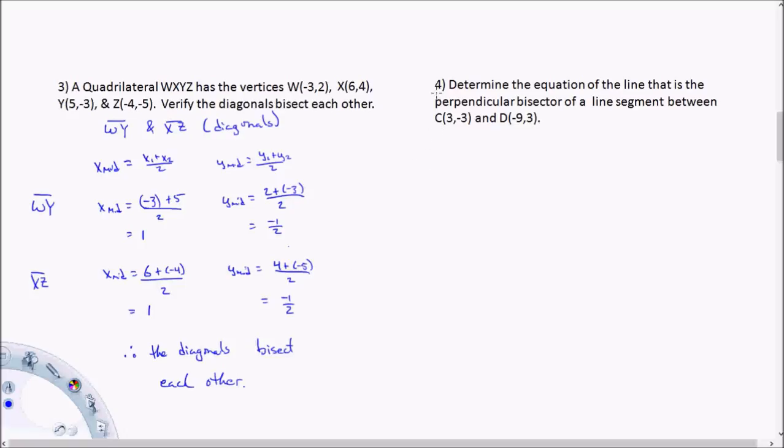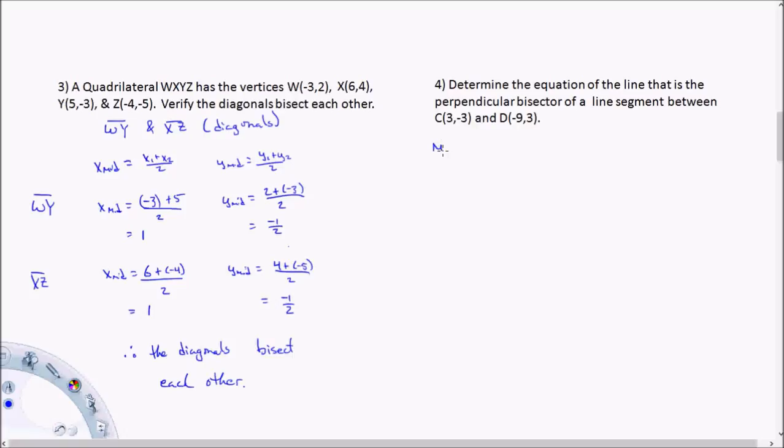And lastly, we have question 4. It says, determine the equation of a line that is the perpendicular bisector of a line segment between C and D. So in order to find the perpendicular bisector of a line, we must first find the slope and midpoint of our original line. So let's first find the slope of this line.